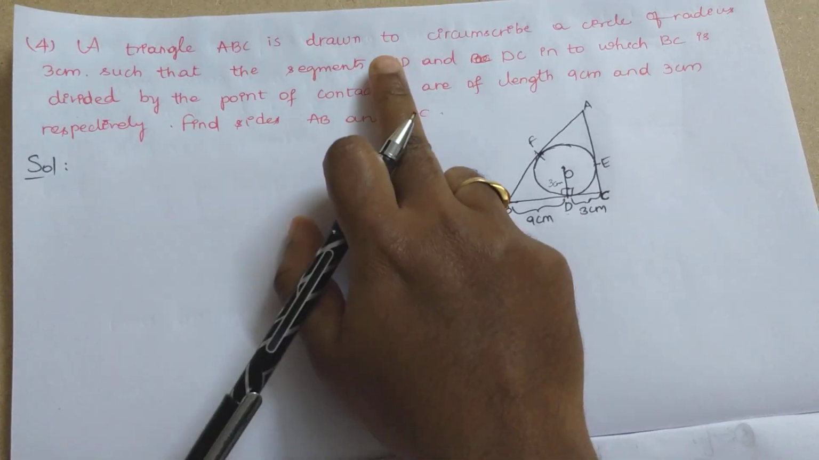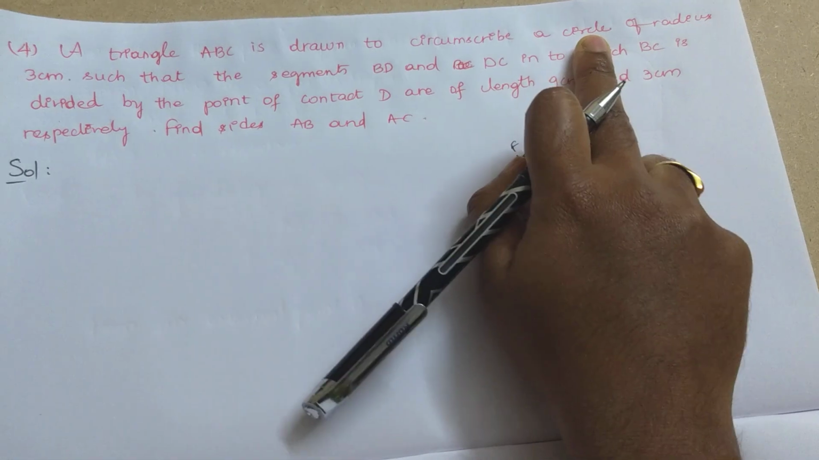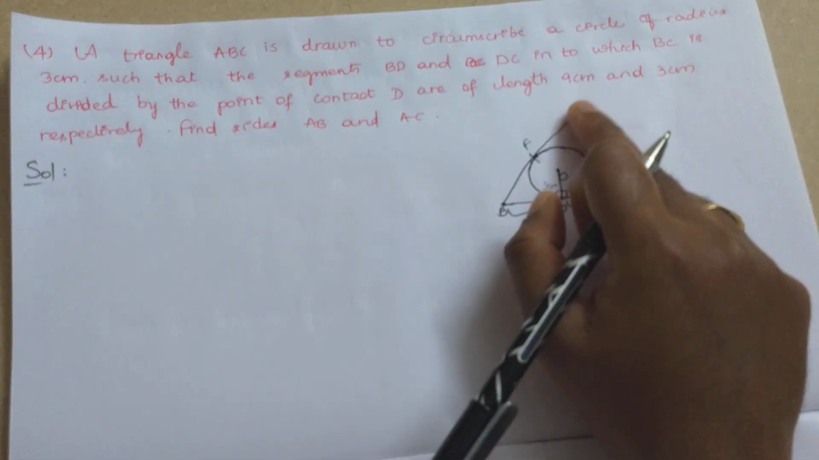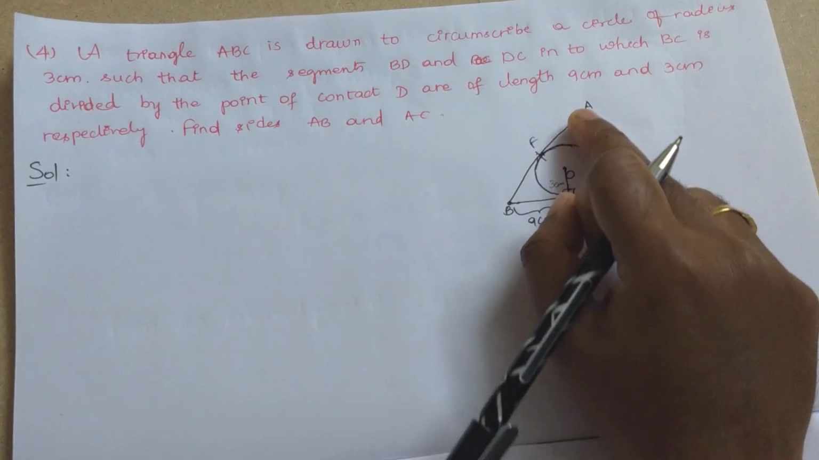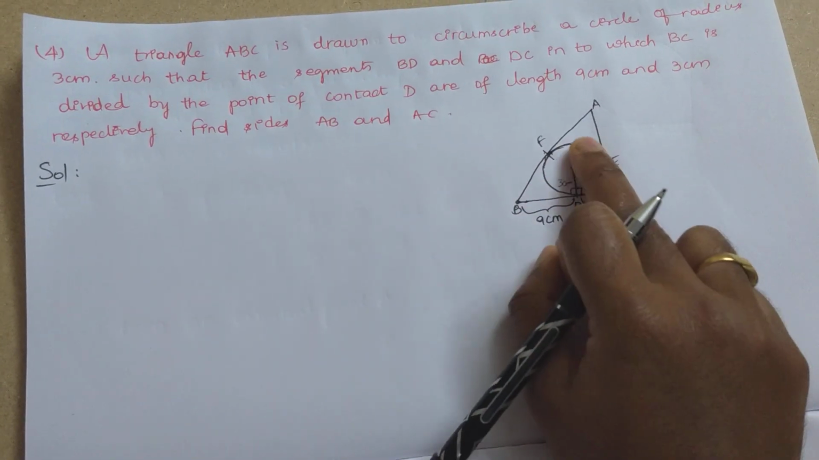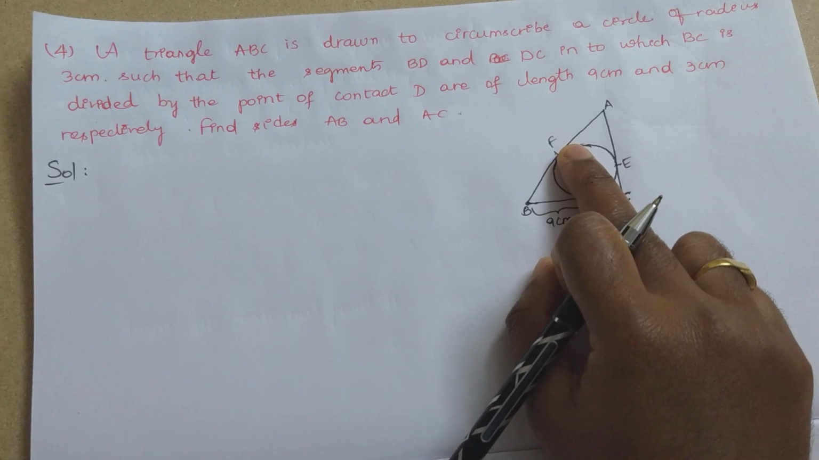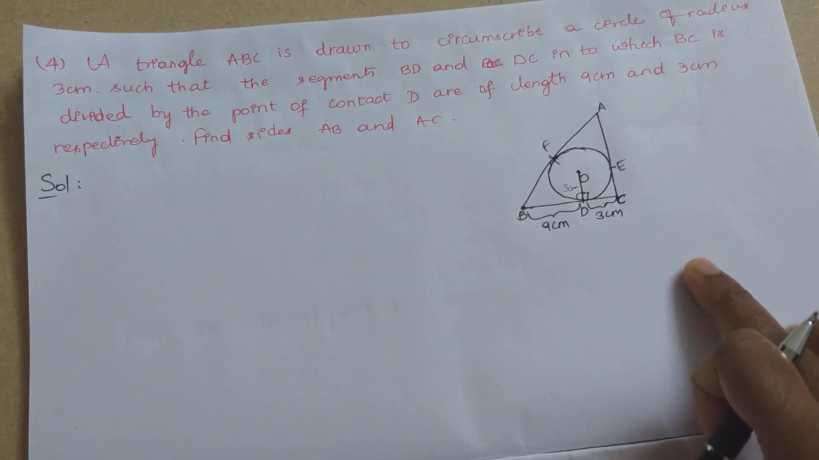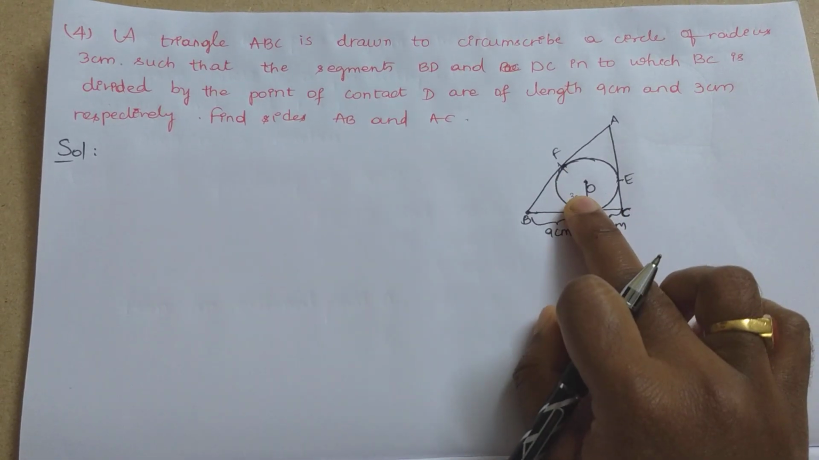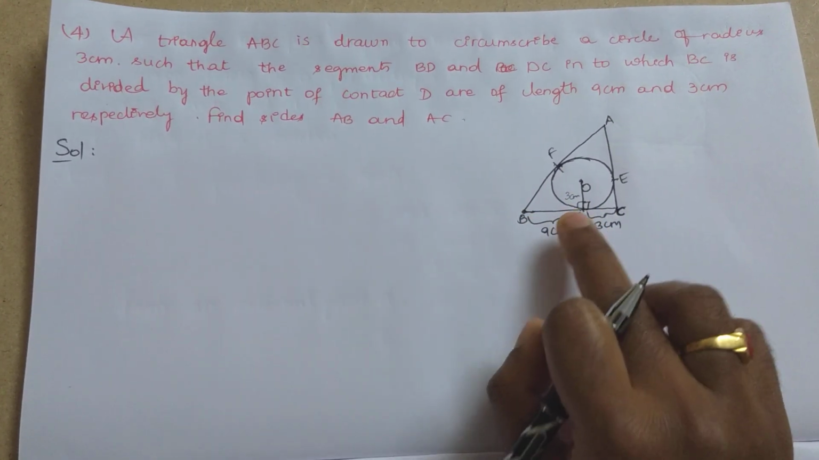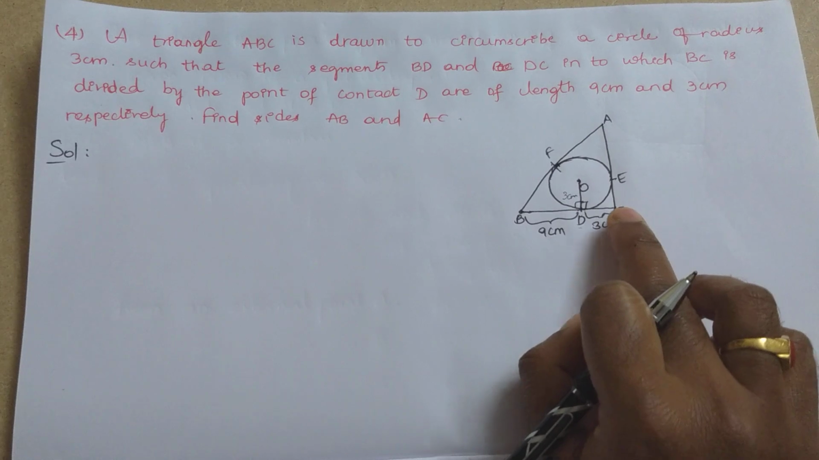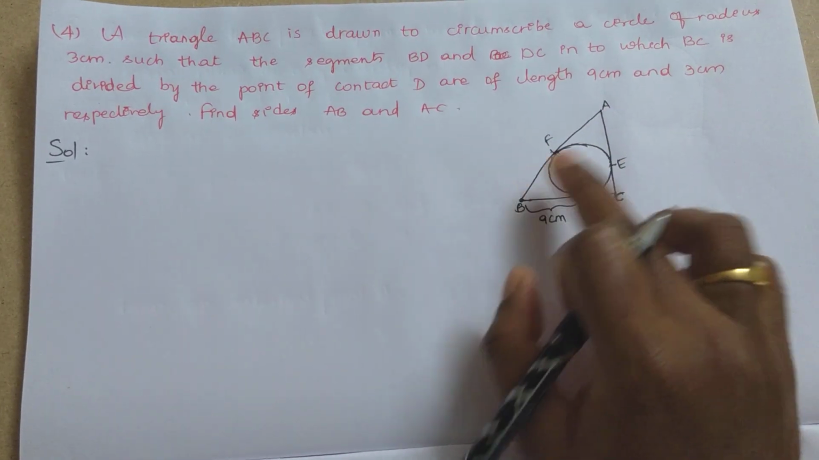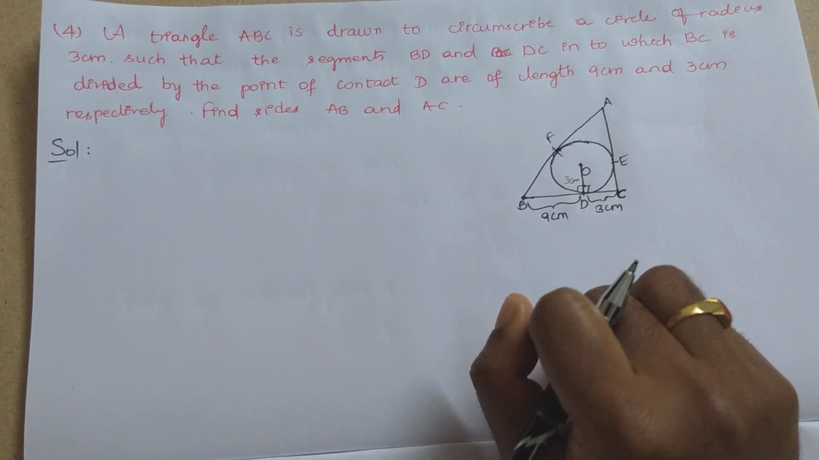So first of all, circumscribe a circle means what? First we have to draw the circle. After that, a triangle ABC is drawn such that it touches the circle with its sides. Clear? So that is the meaning of circumscribing a circle. They have given the radius as 3 centimeters, BD length as 9 centimeters and DC length as 3 centimeters. Now they have asked us to find the lengths AB and AC.